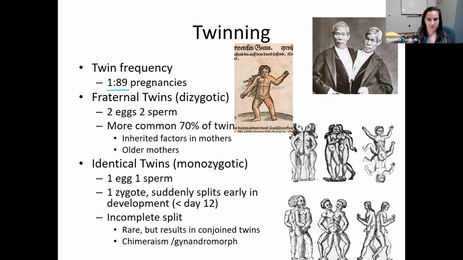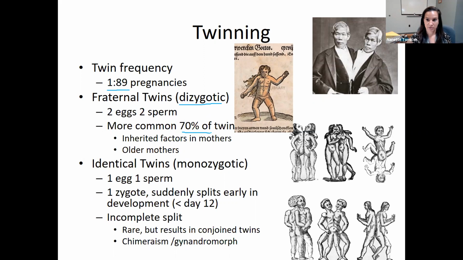The more common type of twinning is the fraternal twin or the dizygotic twin. Dizygotic, 2 zygotes, 2 eggs, 2 sperm, 2 babies that are no more related than any other brother and sister. Okay, and this is the only way that you are going to get babies of different sexes. You certainly could get 2 girls or 2 boys, but this is the only way to get a girl and a boy, because separate sperm, separate egg, separate genetics here. Much more common type of twinning, right?